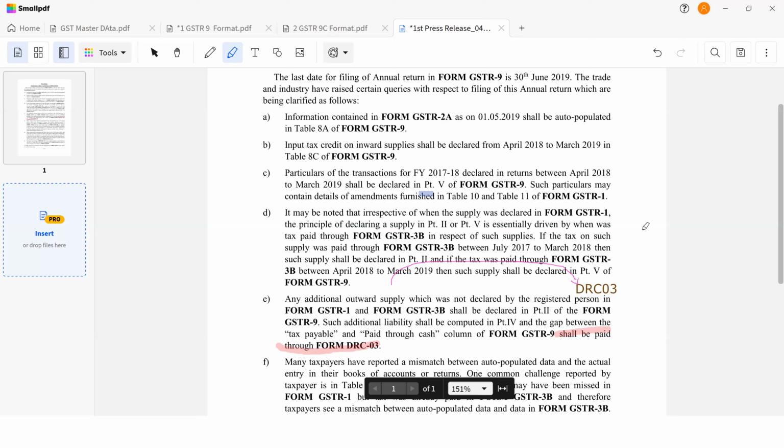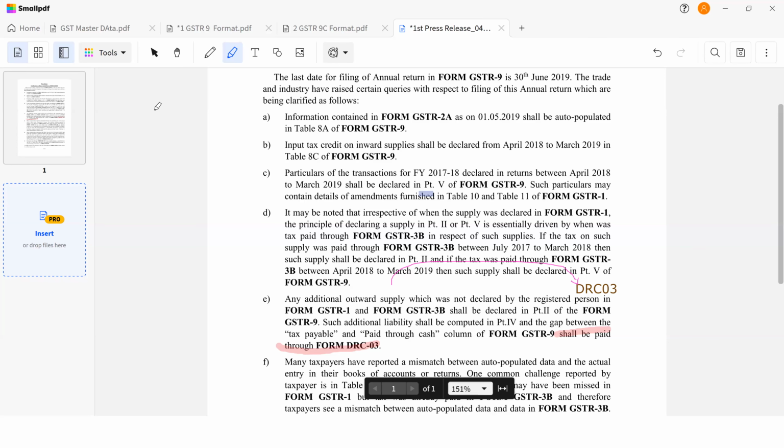Unniji, I got it. Unni's point is that if 9C is not applicable, the way it has to be done is the same. If you think 9C is not applicable, you pay the taxes through DRC03 and disclose in table 4. I am perfectly okay with Unni on that point. But if you are not even paying through DRC03, you are not paying the taxes and you are reporting it in 9, I think we are violating the instructions. That's my view.